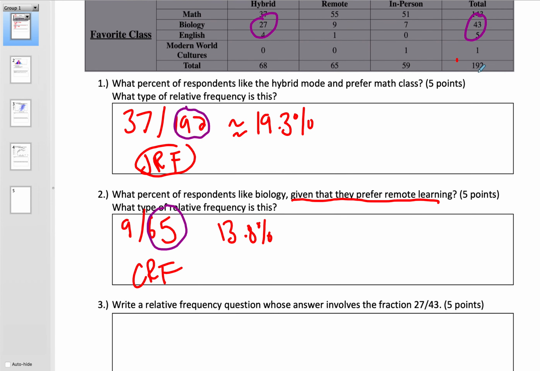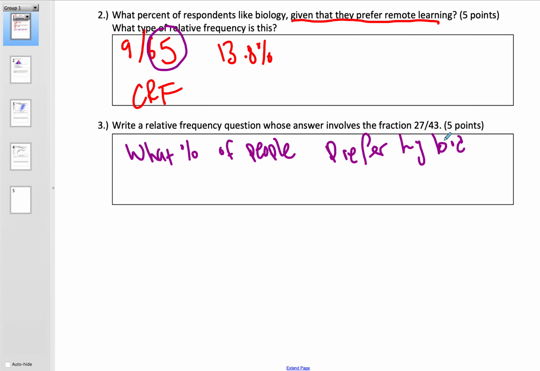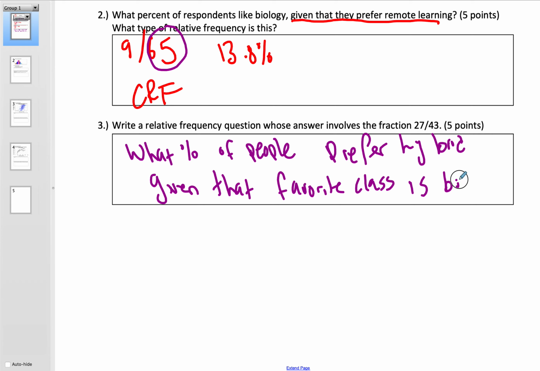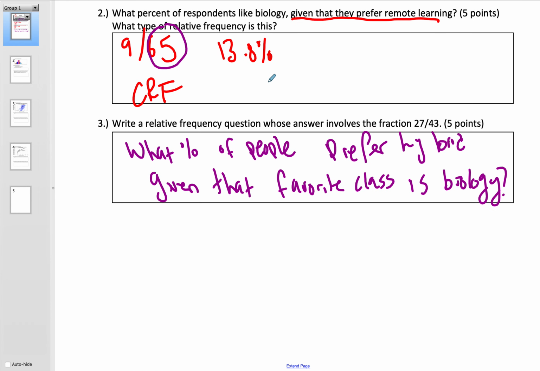So you could say, what percent of people prefer hybrid, given that the favorite class is biology. Once you see given that the favorite class is biology, now we hone in on these 43 people, and when you say hybrid, we hone in on those 27.